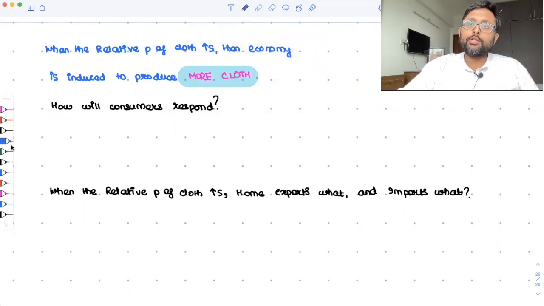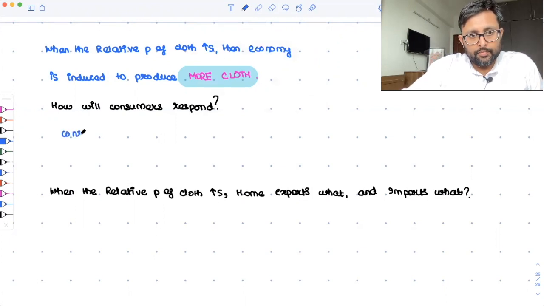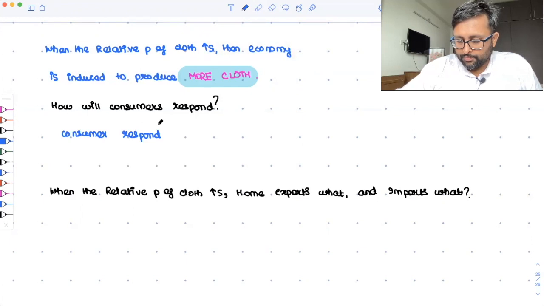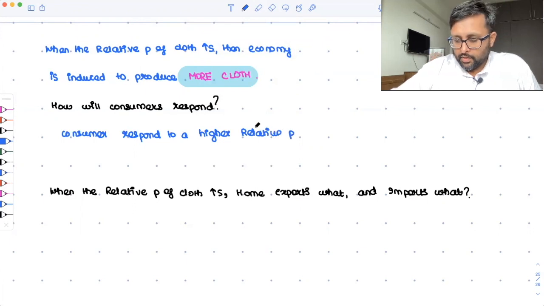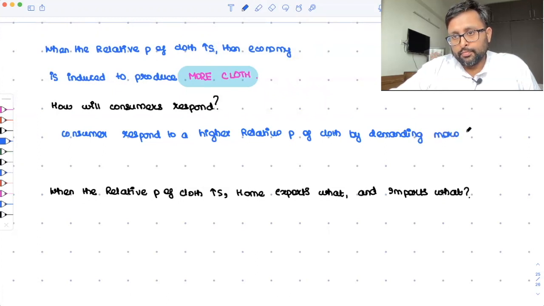The other question is how the consumers are going to respond. Cloth has become a little expensive, so the consumers are going to say, fine, we will go for food. Consumers respond to a higher relative price of cloth by demanding more food.